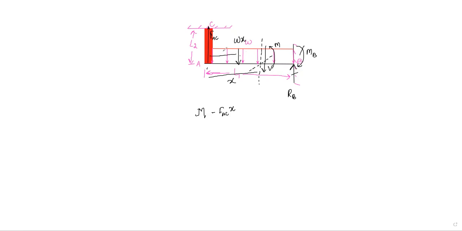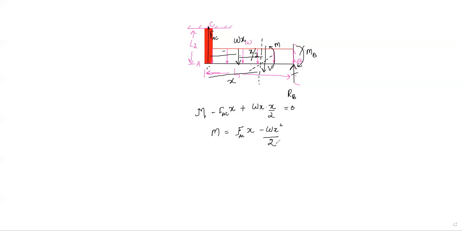such that this distance is given to us as X, so this distance will be X by 2. It will act at the center. So it will be plus W X into X by 2 is equal to 0. So the moment equation will be M is equal to FAC into X minus W X square divided by 2. This is how the equation is behaving.